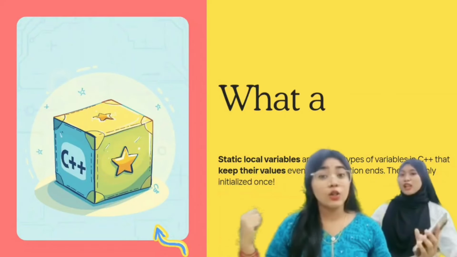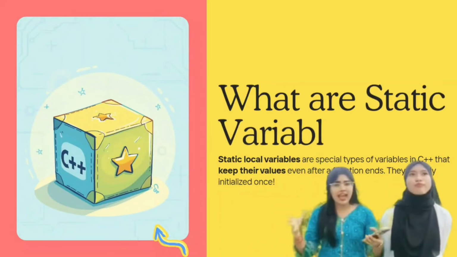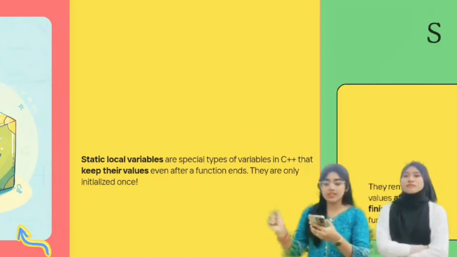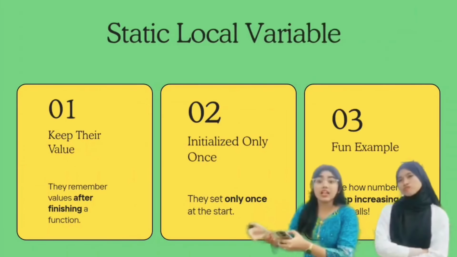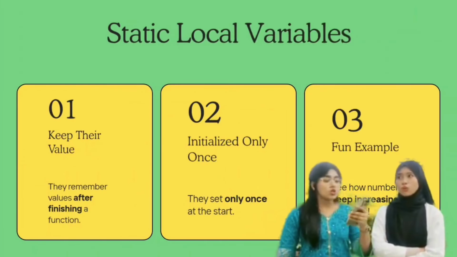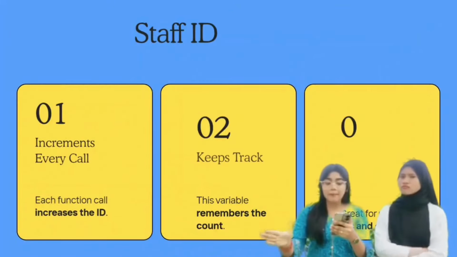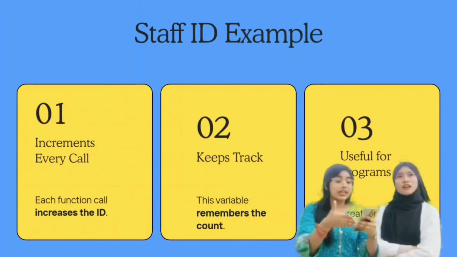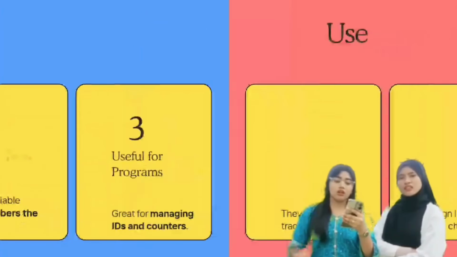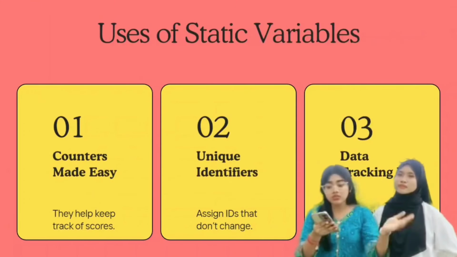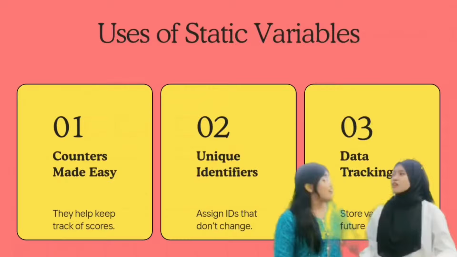Lastly, we have static local variables. A static local variable is more special because it keeps its value even after the function ends. They are initialized only once. For example, a function that generates numbers will keep increasing the number every time it is called. Static local variables are used for counters, IDs, and tracking values.